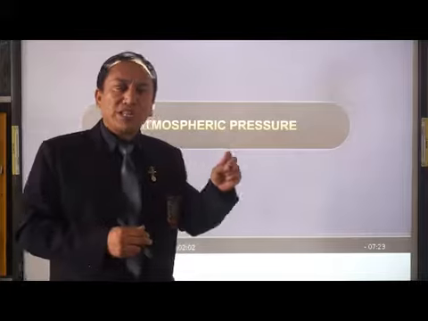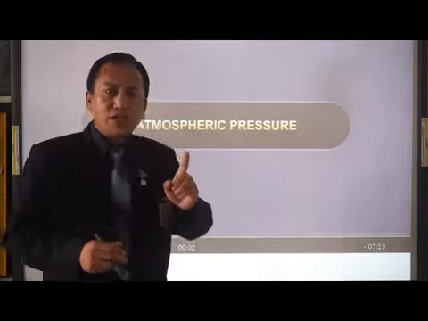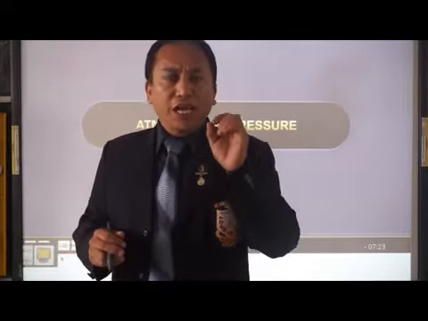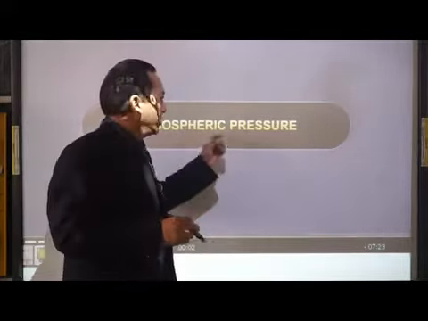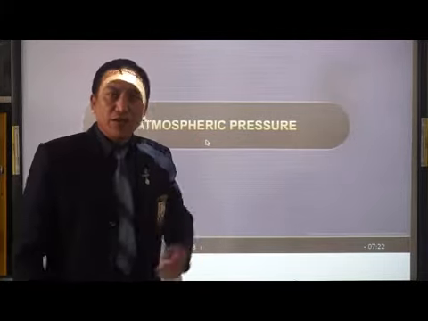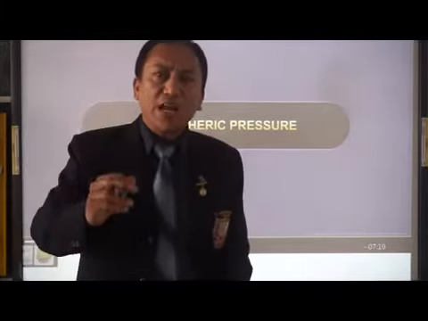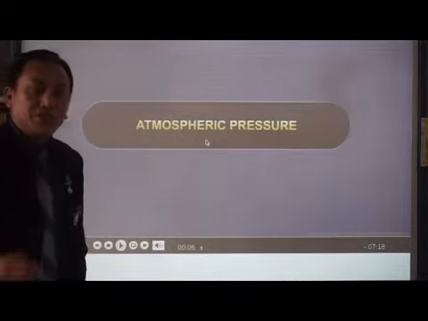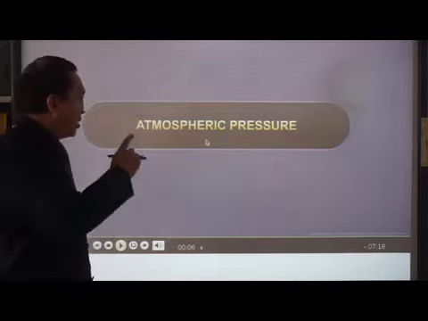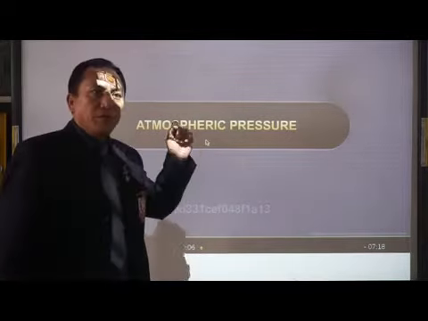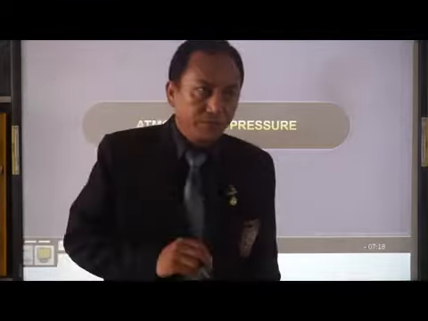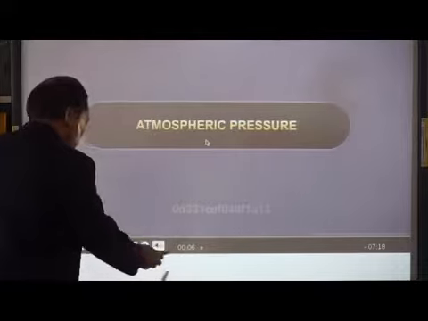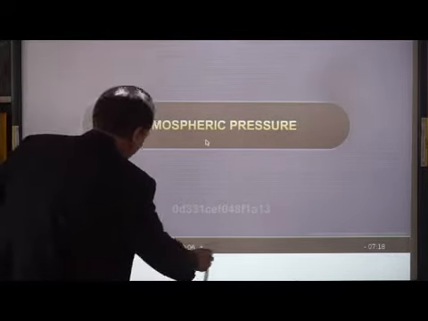So, atmospheric pressure, as I told you, is defined as the force exerted by the column of air on the Earth's surface. Once again, atmospheric pressure is defined as the force exerted by the air on the Earth's surface. Now, atmospheric pressure is measured by an instrument called the barometer. Now we have different types of barometer.